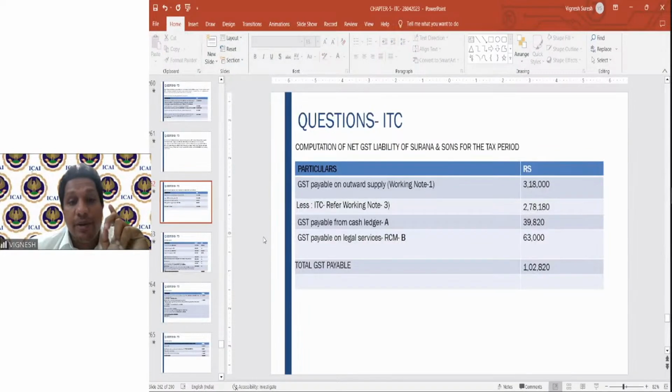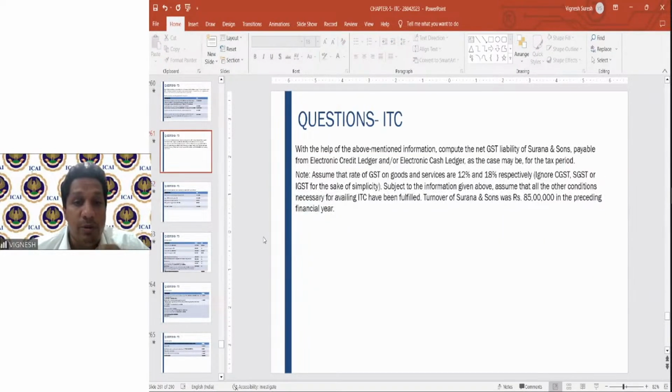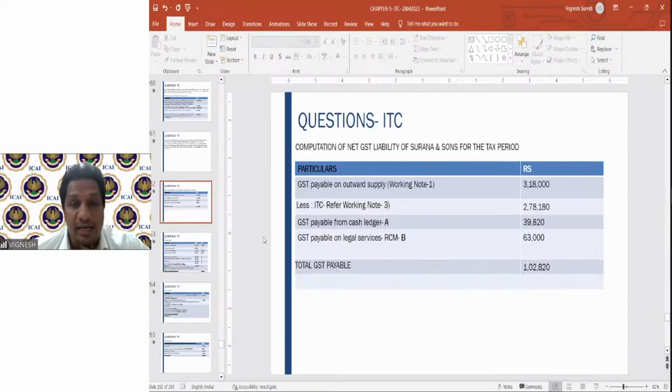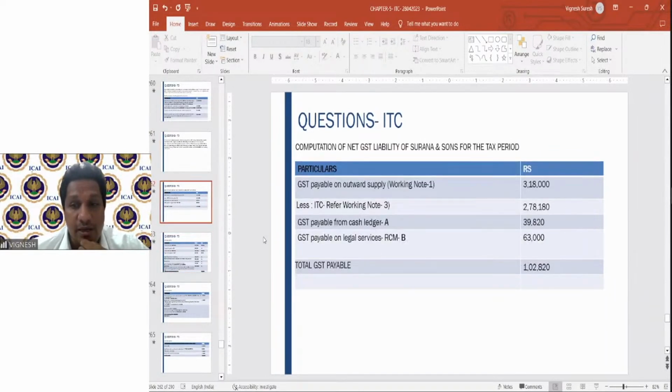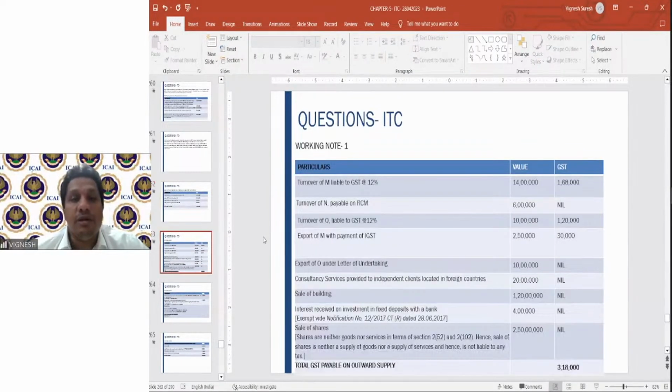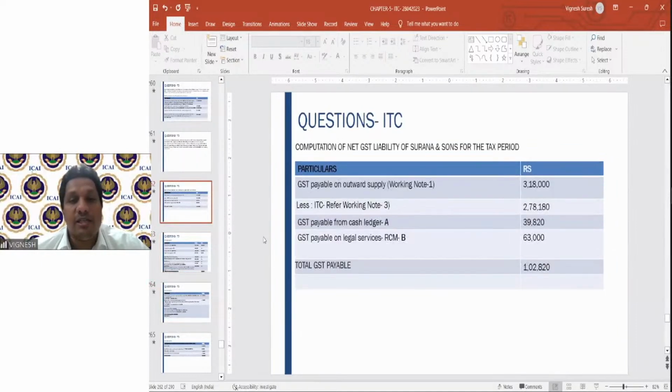And GST paid on cash ledger also he is asking. He's asking how much you will pay from the cash ledger and how much you will pay from the credit ledger. So in this particular situation, in total GST payable is 102,820. Legal services RCM you have to pay in the cash ledger only. You pay in the cash ledger and then take the credit. Then the balance you will pay from the respective cash ledger, 39,820.